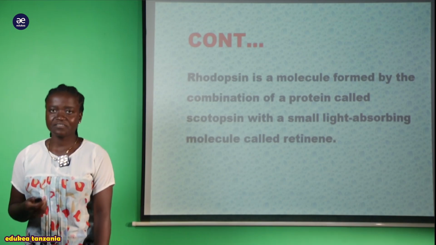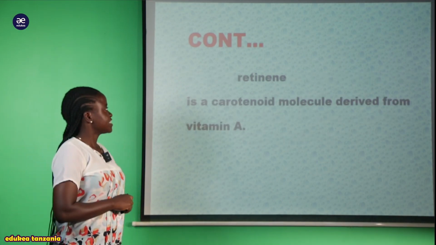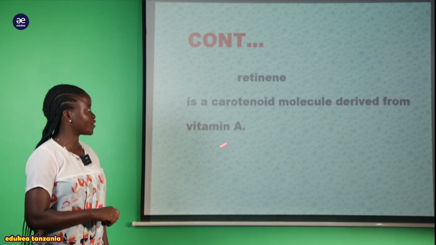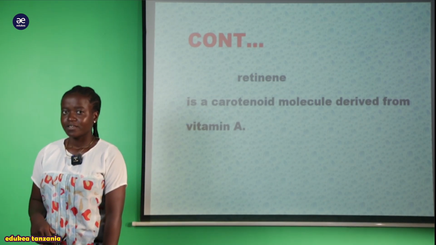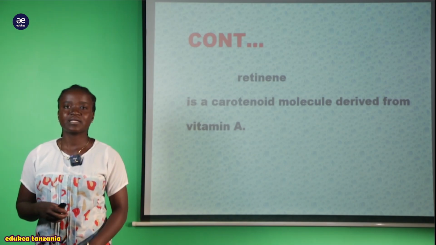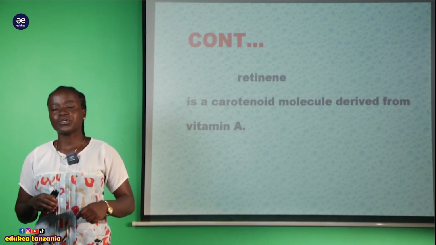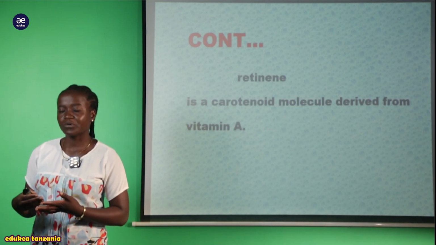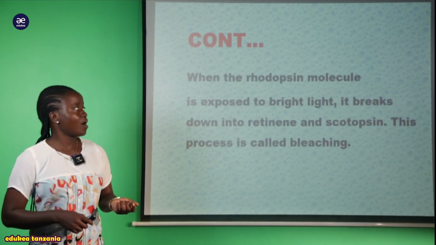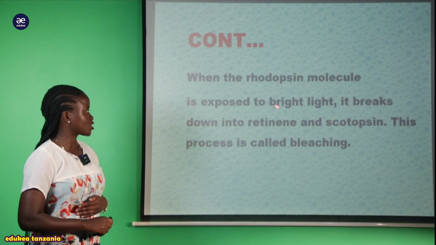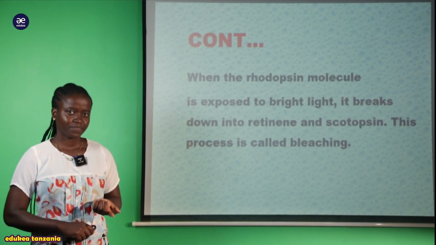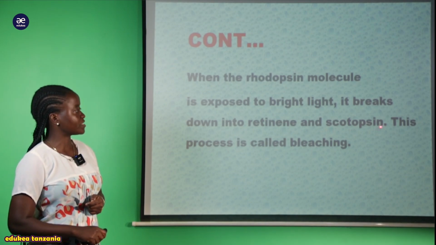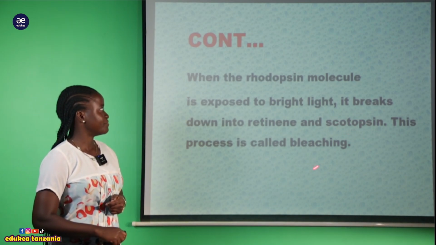So what is this retinene? Retinene is a carotenoid molecule derived from vitamin A. So vitamin A is what brings about retinene. Now when the rhodopsin molecule is exposed to bright light, it breaks down into retinene and scotopsin. This process is known as bleaching.